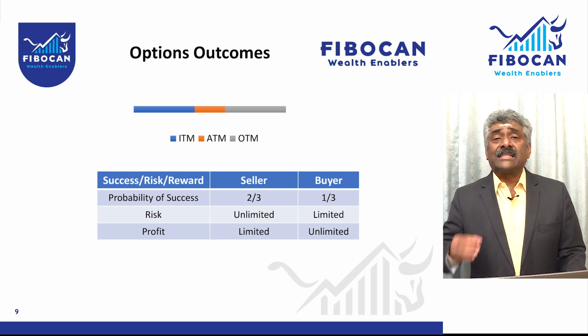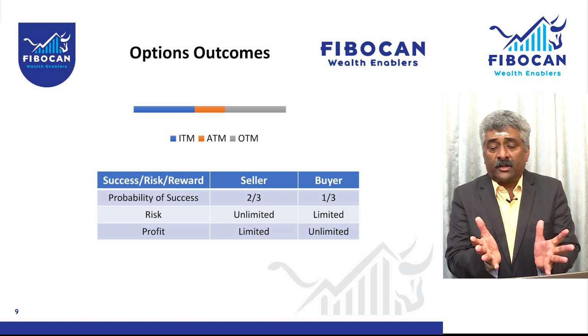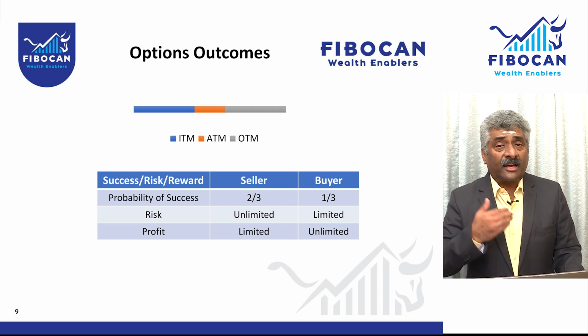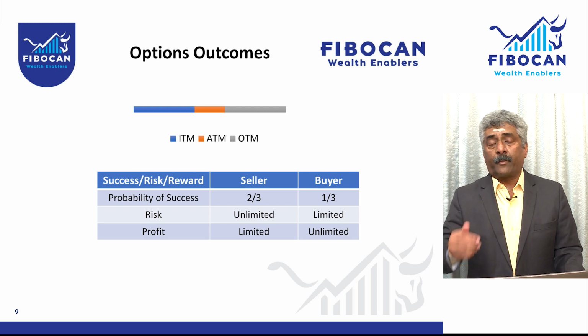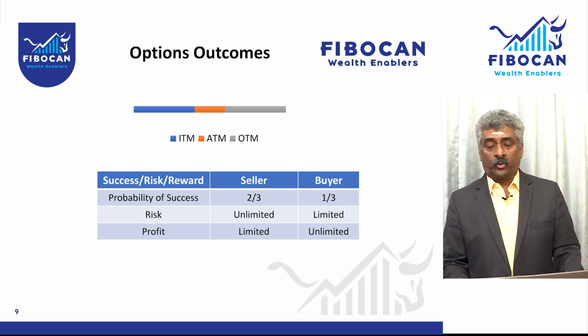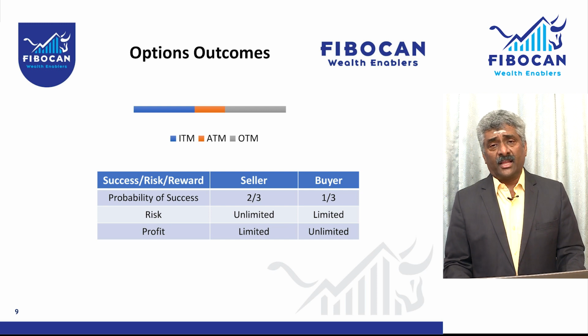That means the seller, straight away, out of 3 probabilities, 2/3 he is benefited, right? Probability of success, straight away the seller is at a great advantage over the buyer, because the probability of success for a buyer is 1/3, whereas the probability for the seller is 2/3. Risk, as you can see, for the seller is unlimited, for the buyer it is limited. The profit for the seller is limited, whereas the profit for the buyer is unlimited.